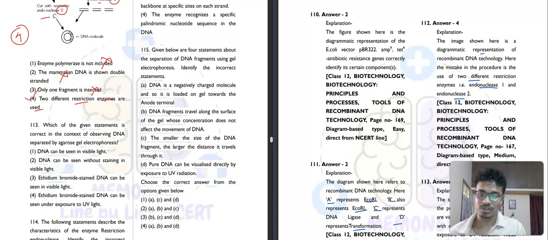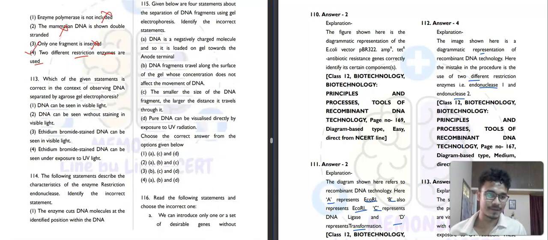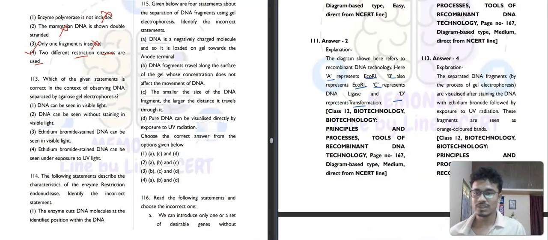Moving to the next question, this is question number 113. It is saying which of the given statements is correct in the context of observing DNA separated by agarose gel electrophoresis. DNA can be seen under visible light. DNA can be seen without staining in visible light. Ethidium bromide stained DNA can be seen in visible light. Ethidium bromide stained DNA can be seen under exposure to UV light. This is the correct one. The fourth option will be our correct answer. This is given in NCERT. This is very easy.